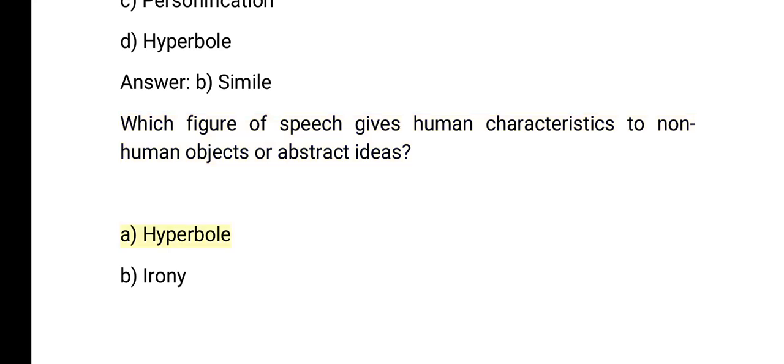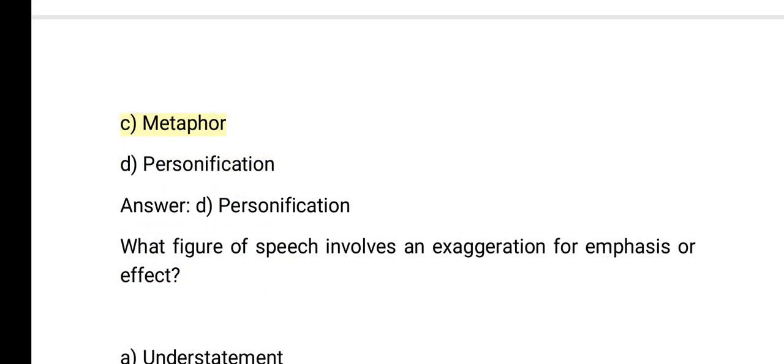Which figure of speech gives human characteristics to non-human objects or abstract ideas? A. Hyperbole. B. Irony. C. Metaphor. D. Personification. Answer. D. Personification.